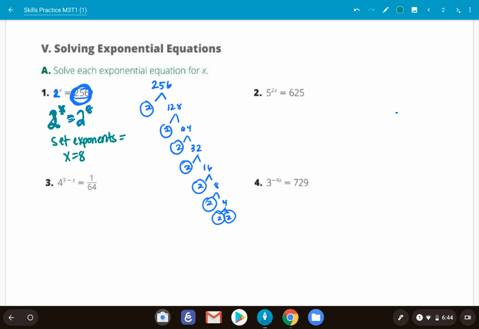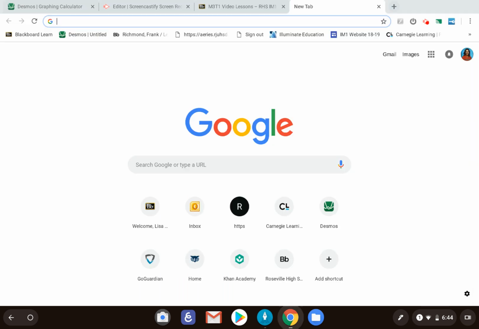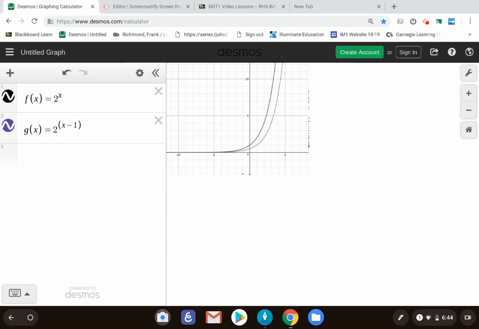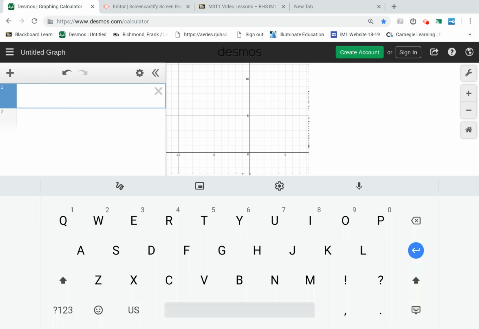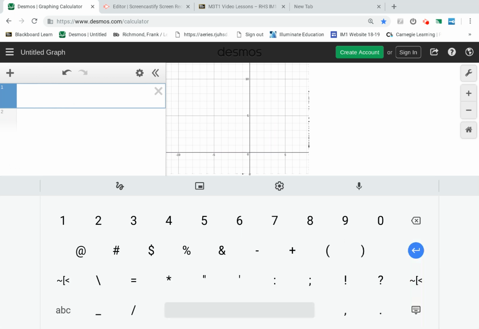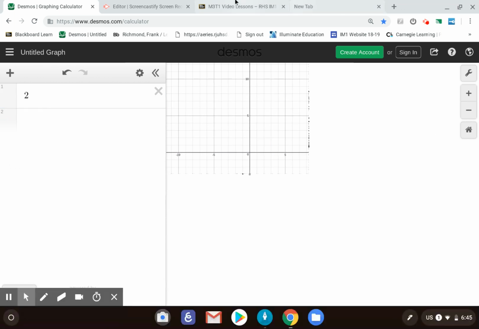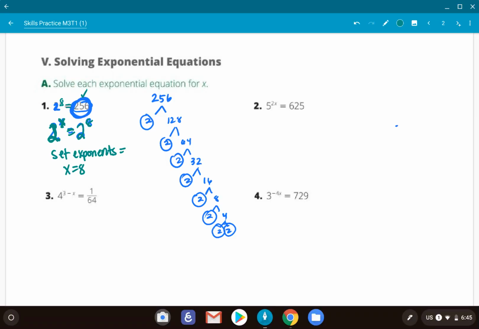Then you can check that answer because 2 to the 8th power equals 256. And you can double check that. It's 256. So we know we got that right. Our x has to be 256. Or sorry, x has to be 8.